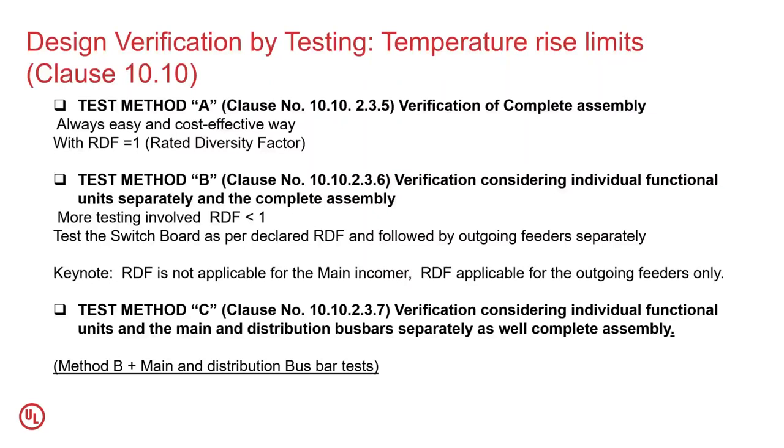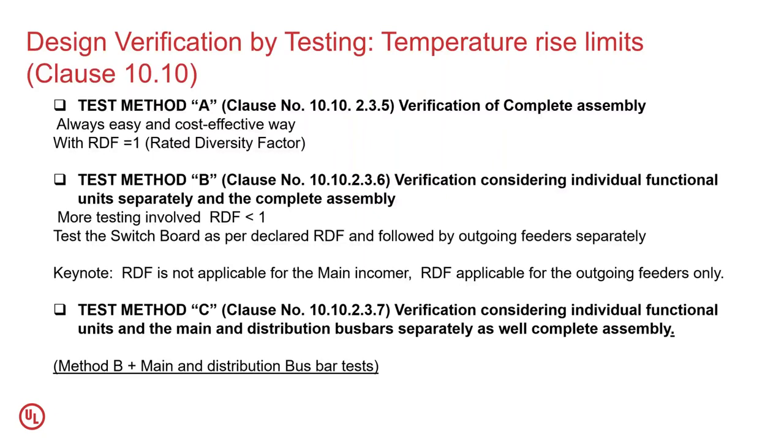Test method A refers to 10.10.2.3.5. This refers to verification of the complete assembly with rated diversity factor 1. Don't forget this. The rated diversity factor plays a main role in a switchboard. For easy understanding, rated diversity factor means the rated current you have declared, the same current we are going to test during temperature rise without applying diversity.